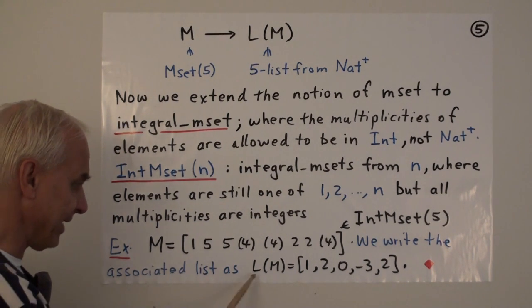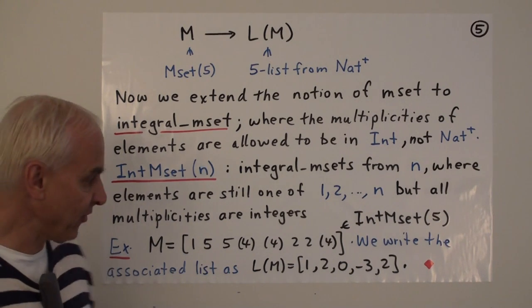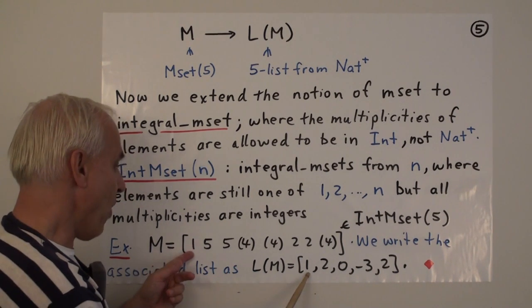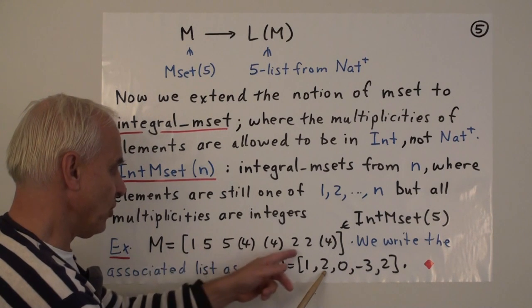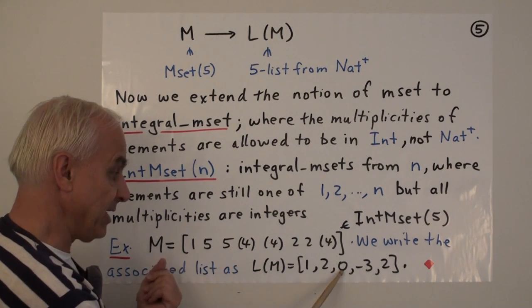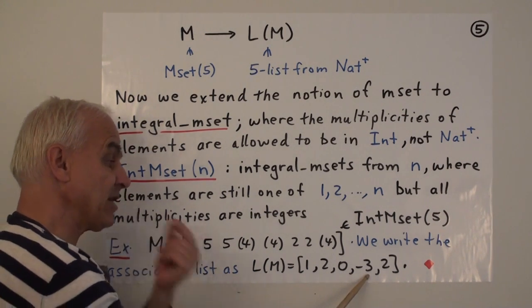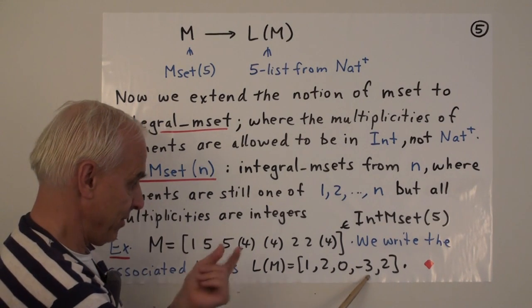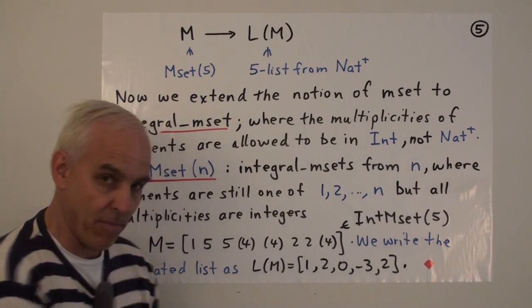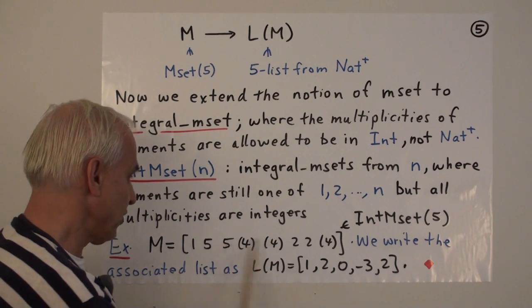And so the associated list of multiplicities would be, well, there's 1, 1, there's 2 2s, there's 0 3s, and there are -3 4s. There they are there. There's -3 of them. And there are 2 5s.